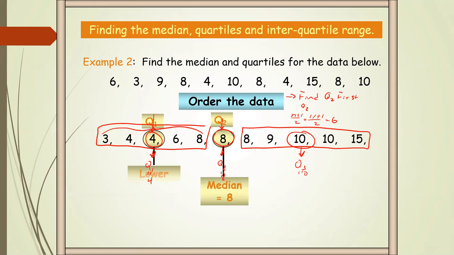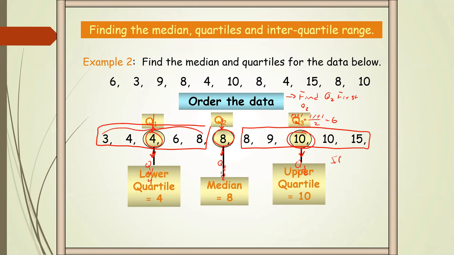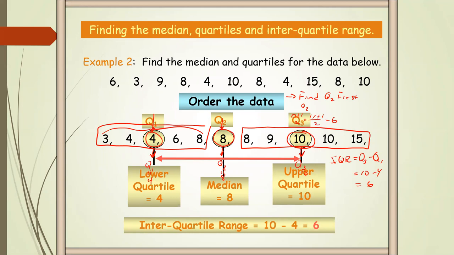You can then find the interquartile range, which is Q3 minus Q1, which is 10 minus 4, which gets you 6. Not too bad. All right, and I promise you, if you don't like doing this by hand, in a little bit I'll show us how to do it with the calculator, and it makes this even 10 times easier.